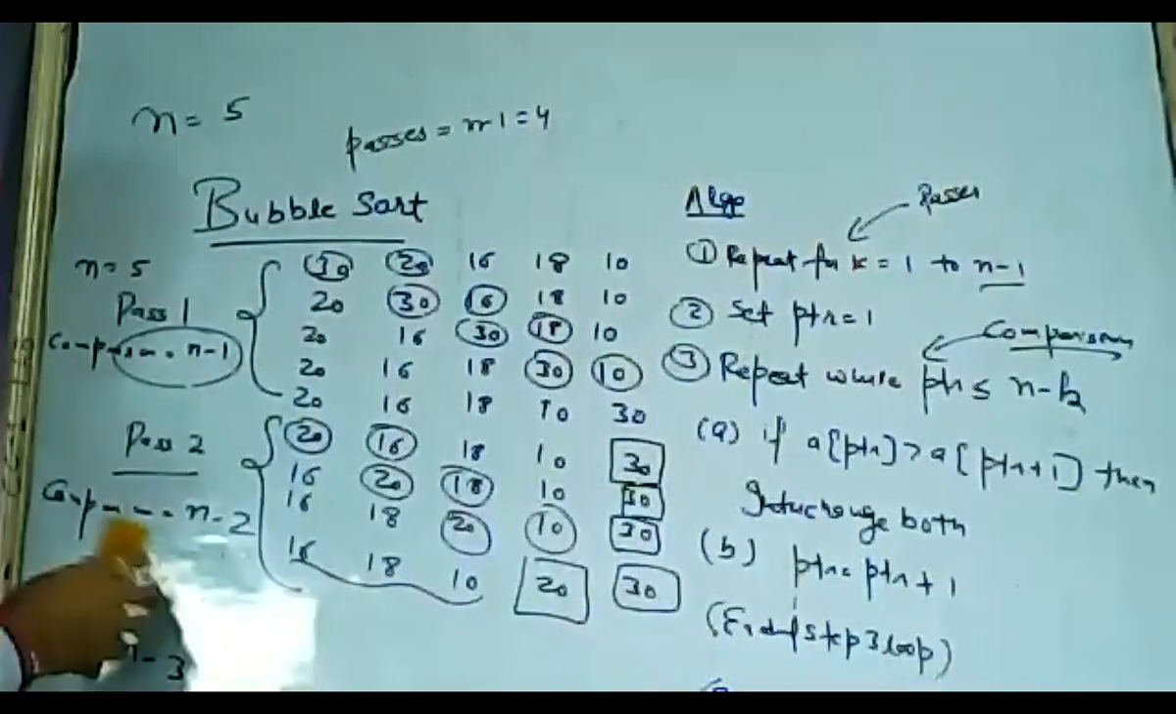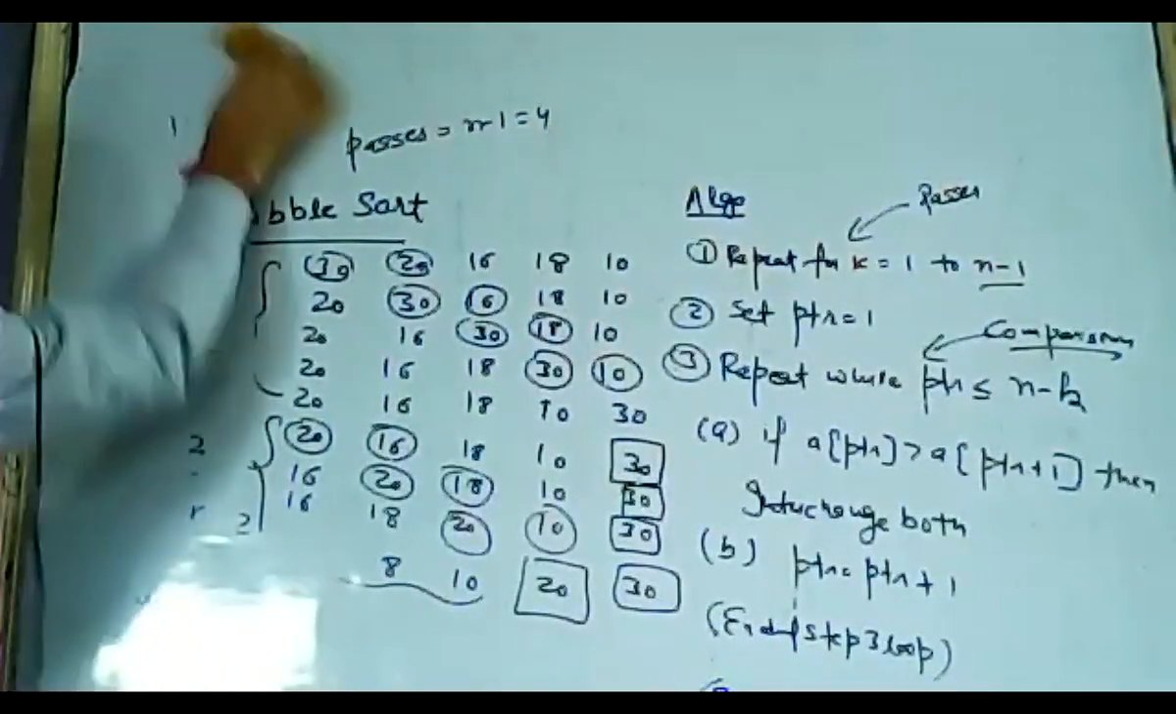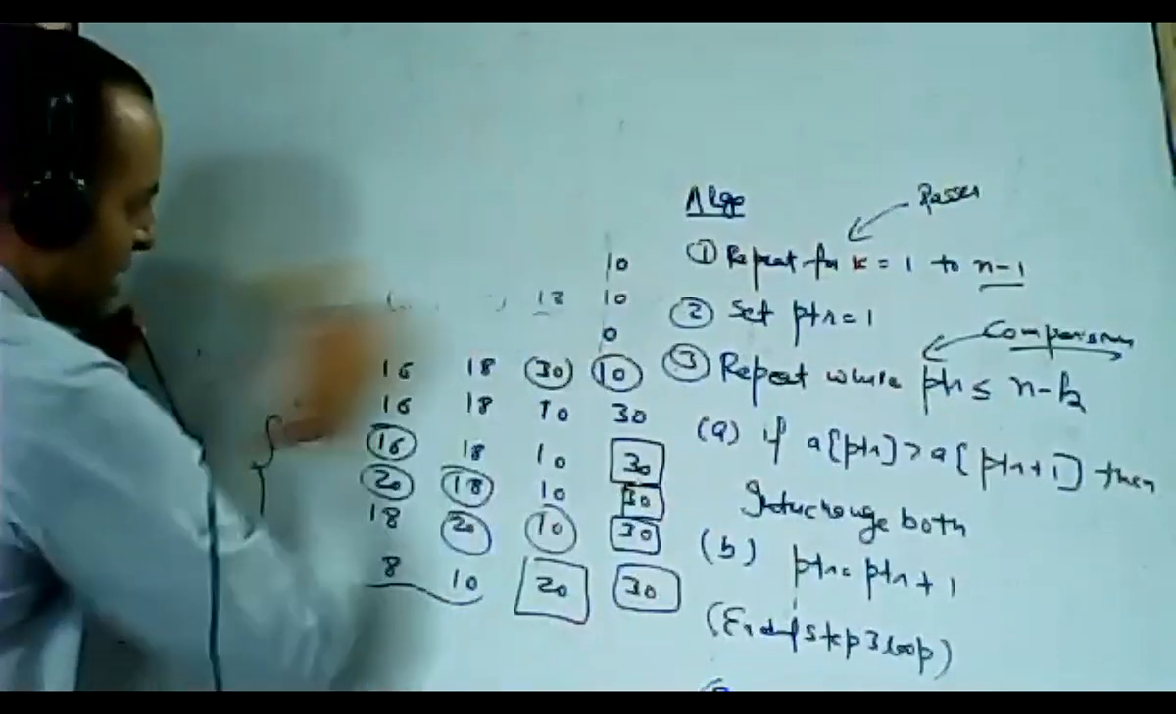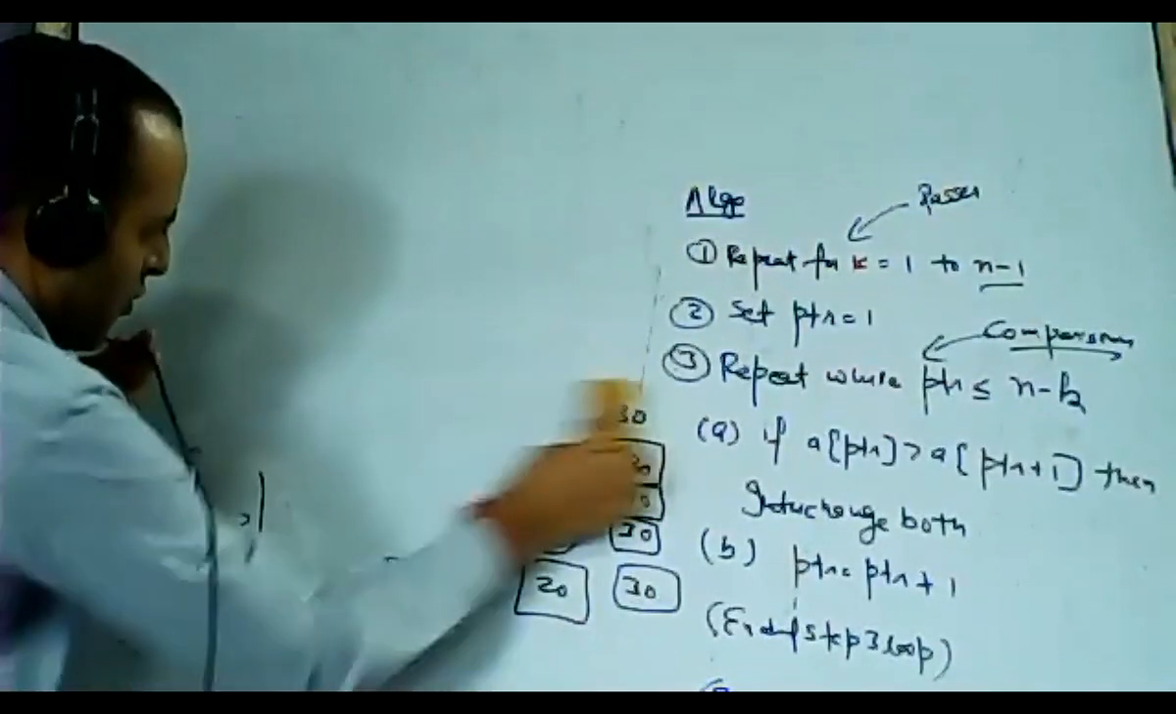Now we have a specific thing for this bubble sort, because the example we had taken was the unsorted. Yes or no? Yes, sir. Please respond.